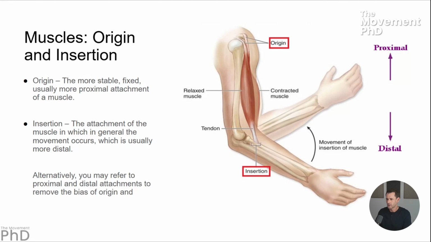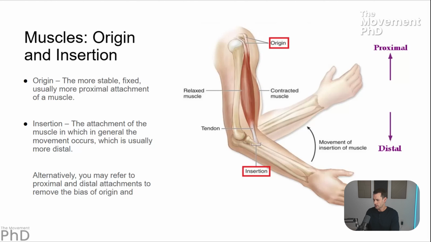Let's talk about how we define muscles and parts of muscles. The origin is the more stable, fixed, and usually more proximal attachment of a muscle. The insertion is usually the more distal attachment point of the muscle. And in general, as you contract a muscle, it pulls the insertion towards the origin.